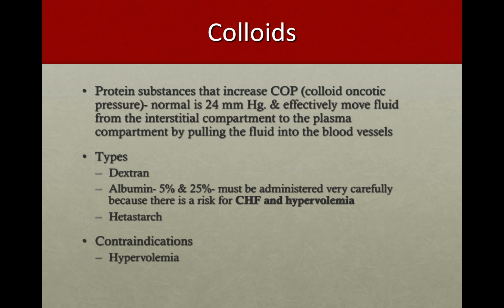These are different from the crystalloids in that they're much denser. They have protein substances that increase our oncotic pressure, normal is about 24 mmHg, and effectively move fluid from the interstitial compartment to the blood compartment by pulling fluid into the blood vessels. So again, it's going to increase oncotic pressure by pulling fluid into blood vessels. Types of colloids would be dextran, albumin, hetastarch. Albumin is probably the one we see most frequently, 5 to 25%, and that would be the dose.